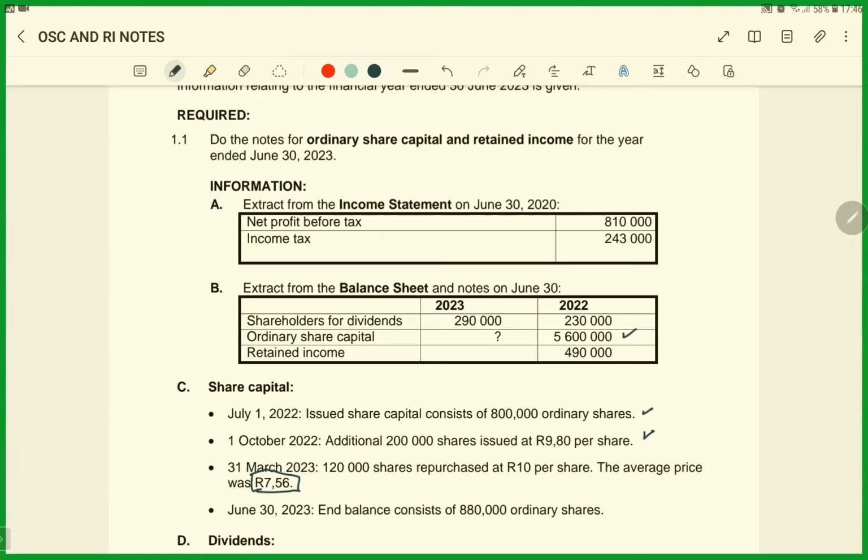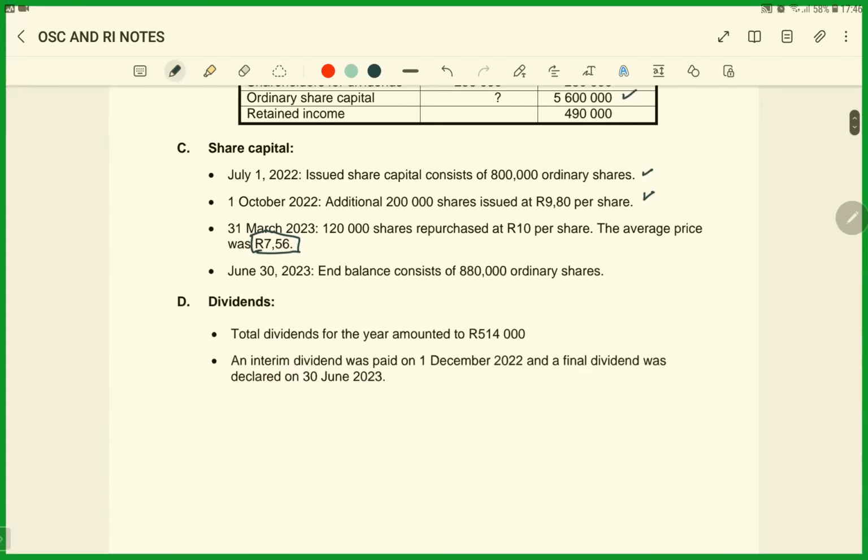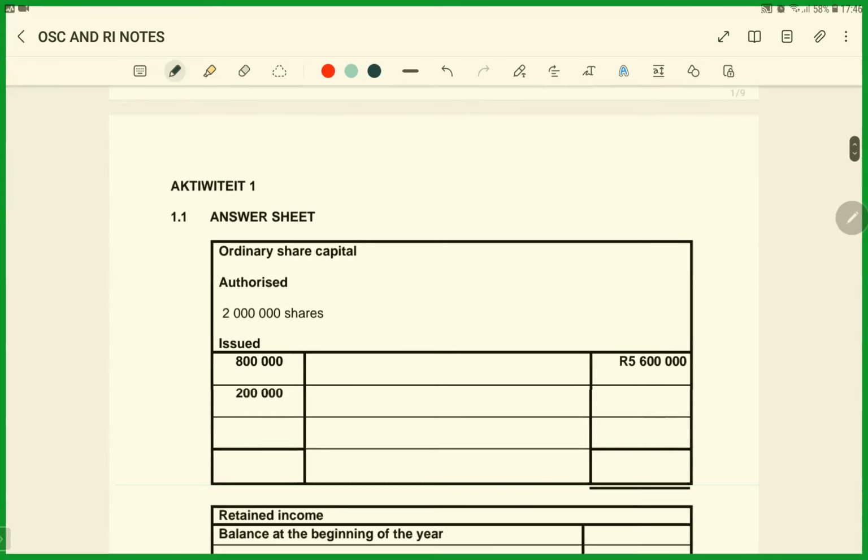To prove that, I took in all the above transactions. So I said 5,600,000 plus 1,960,000 over 800,000 plus 200,000, which in total gave me 7.56. Very, very correct. Yes, sir. Okay, thank you.